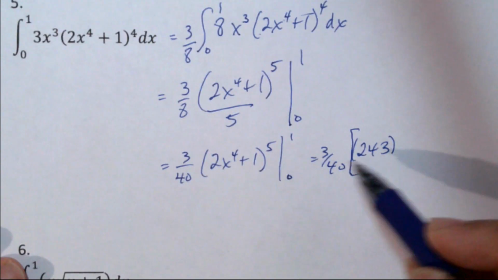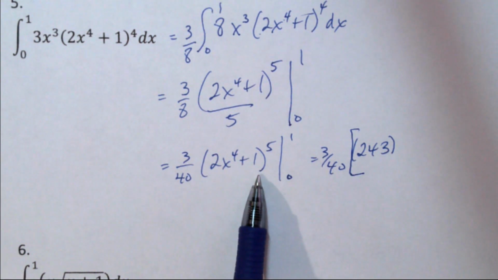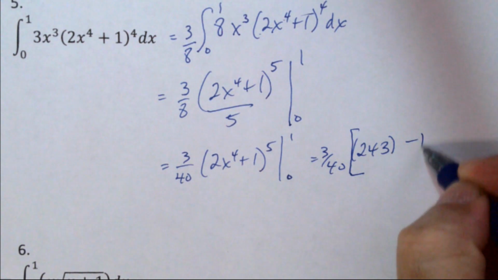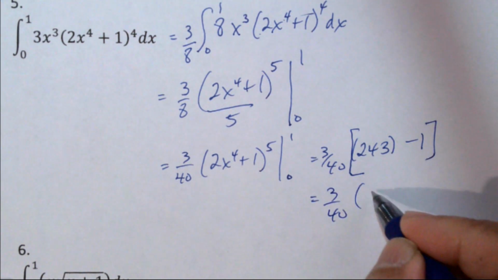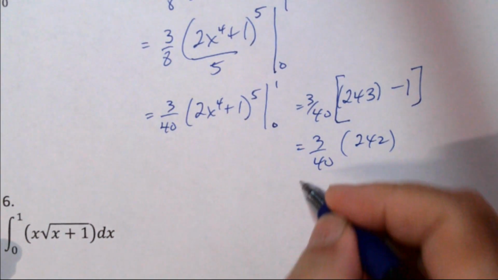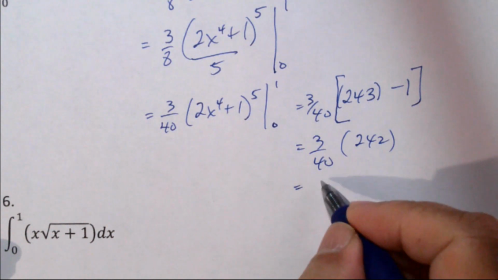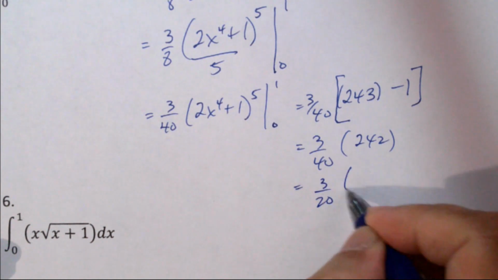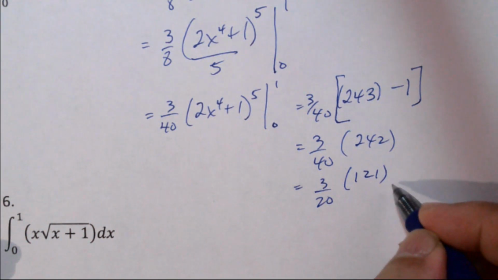If I plug in 0, excuse me, that's going to be 0 plus 1. 1 to the 5th is 1, so it's minus 1. So it's going to be 3/40 times 242. I can reduce that. Reduce that by a factor of what? At least 2. Let's try it. That's 3/20. That's going to be 121. So when I work that out, that's good.